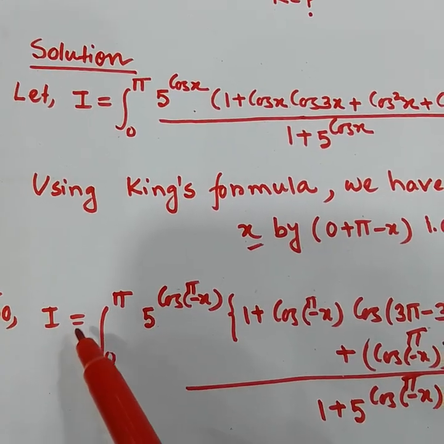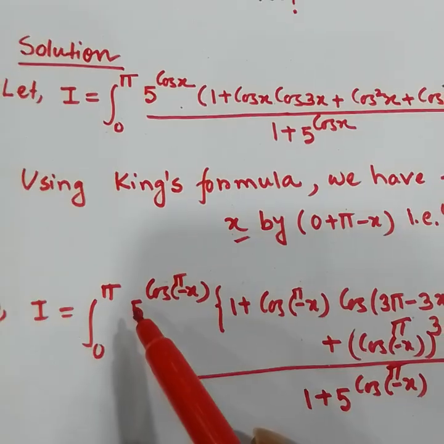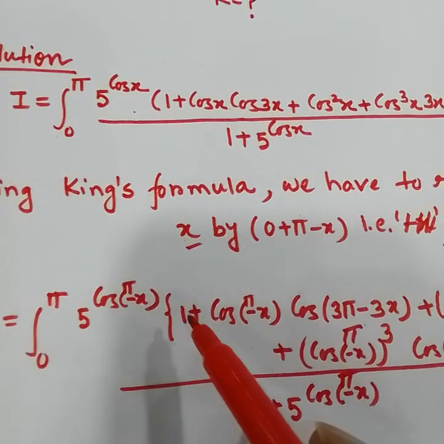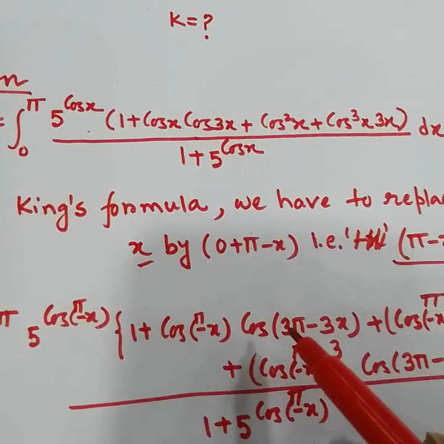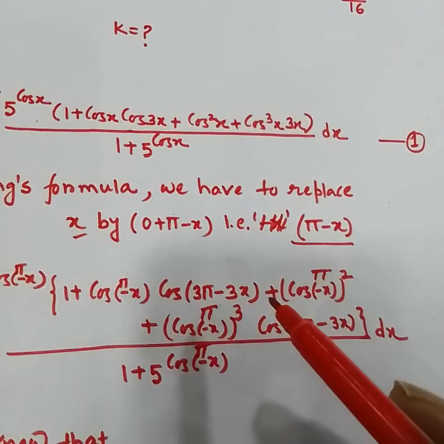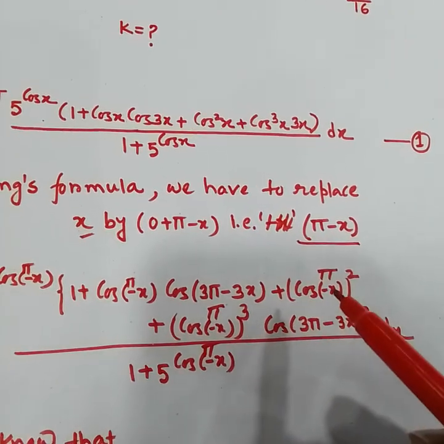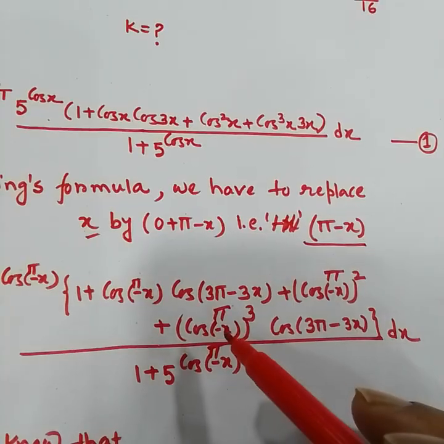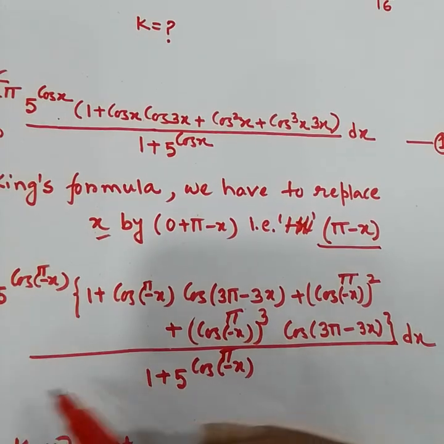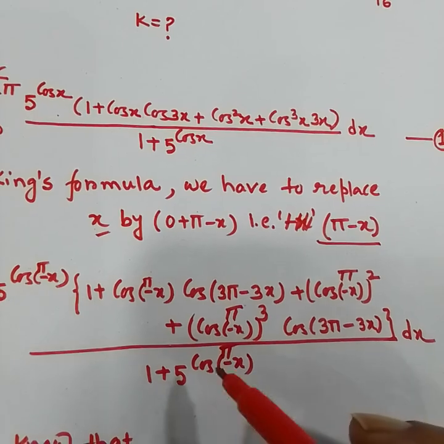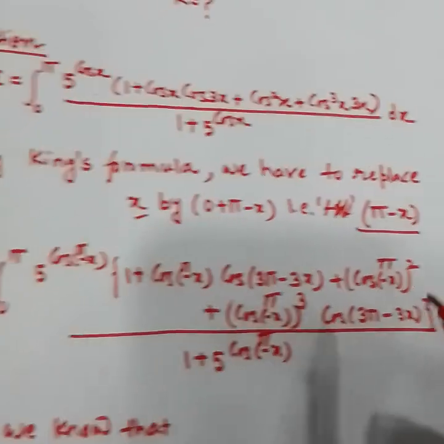So what do we get? I equals the integral from 0 to pi of 5 to the power cos of (pi minus x) into (1 plus cos of (pi minus x) into cos (3 pi minus 3x) plus (cos of (pi minus x)) whole square plus (cos of (pi minus x)) whole cube into cos (3 pi minus 3x)), whole divided by 1 plus 5 to the power cos of (pi minus x), dx.